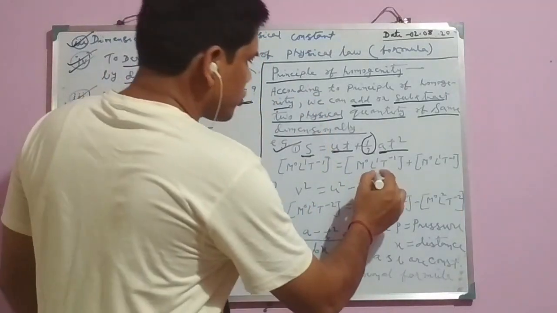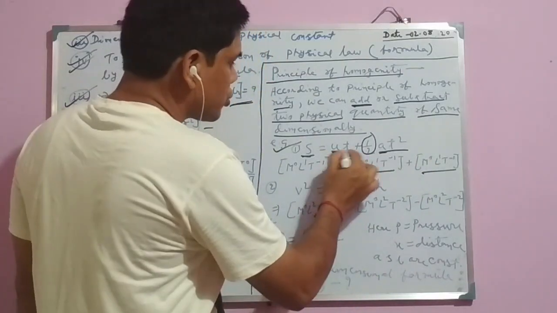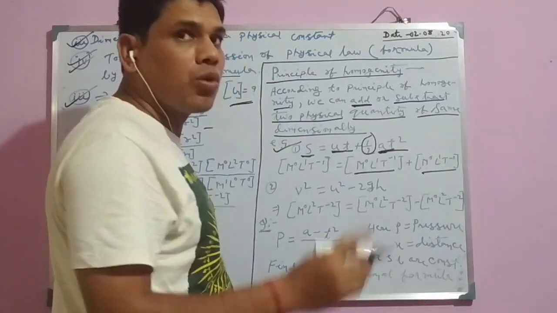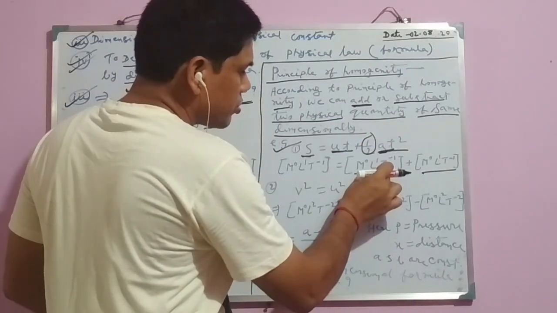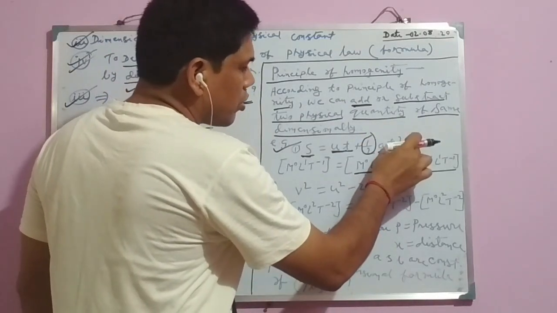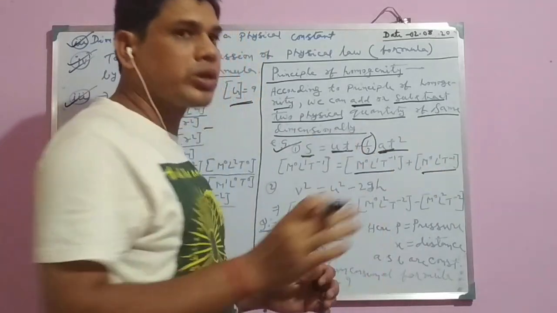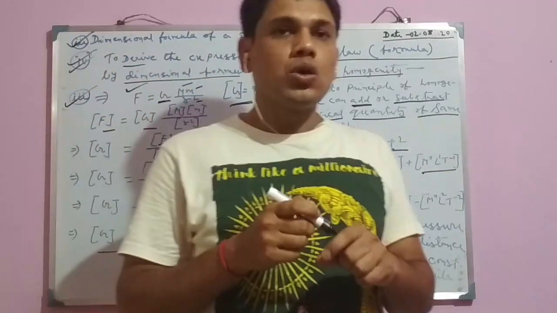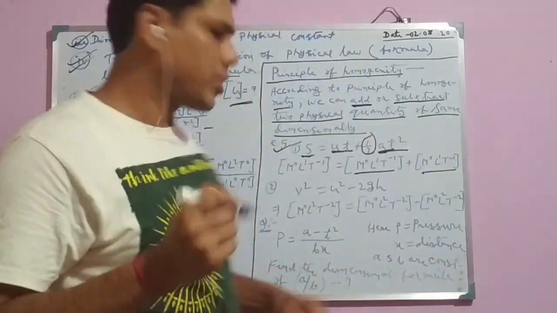Now see these two terms. We can add these two terms when both are dimensionally the same. See, the dimension of the term ut equals this one, and the dimension of at square equals this; both are the same. So in an equation we can add two terms when both are dimensionally the same.